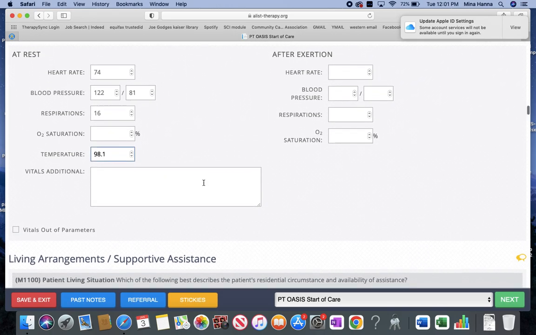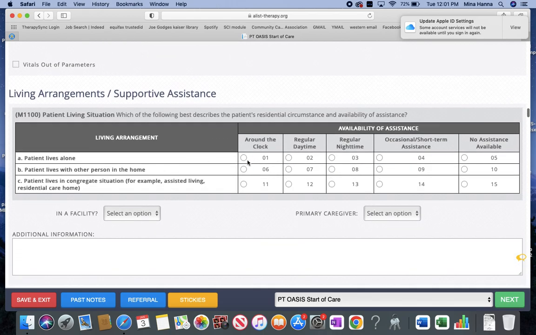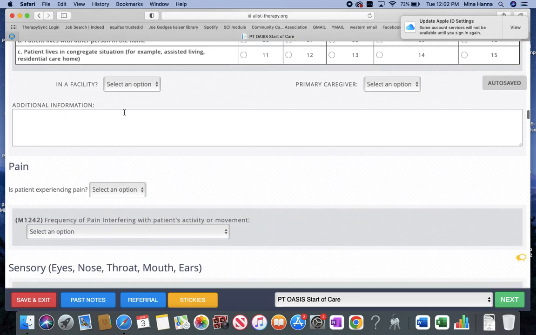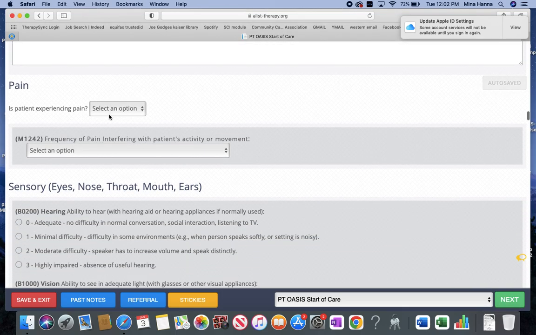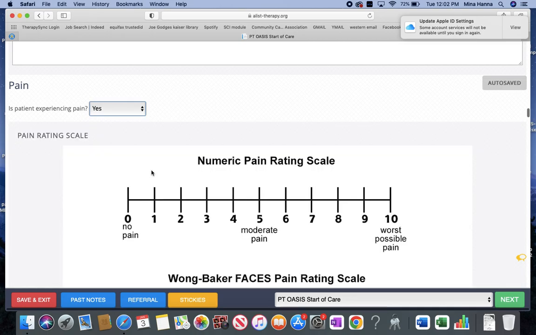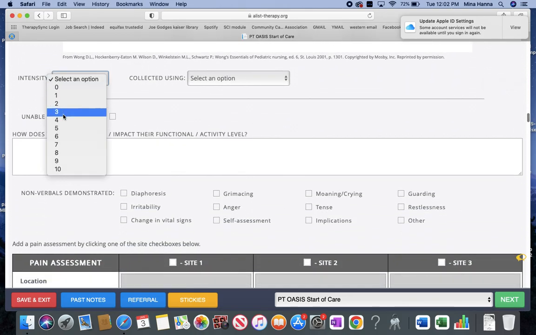You'll put those vitals, and then here, again, this is all the same stuff as the last SOC. Maybe patient lives alone, but he has someone that can help him regular daytime. And then in the facility, no pain level. Let's say he does have pain in the left knee, so we're going to put he does have pain.